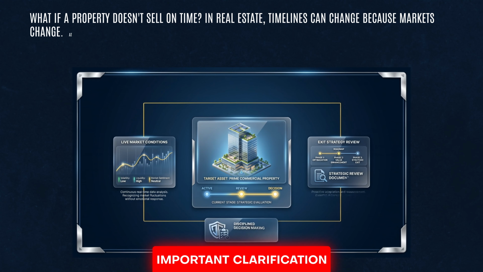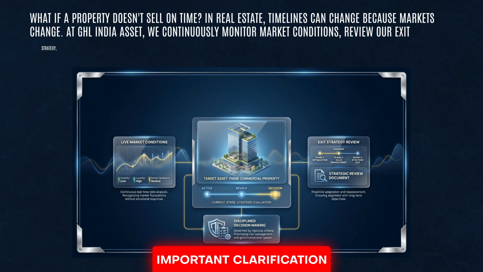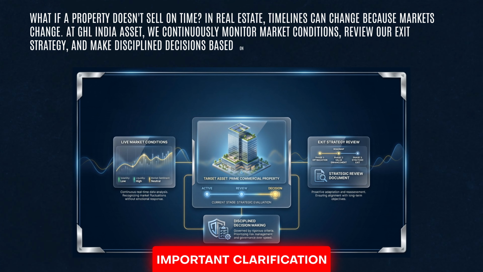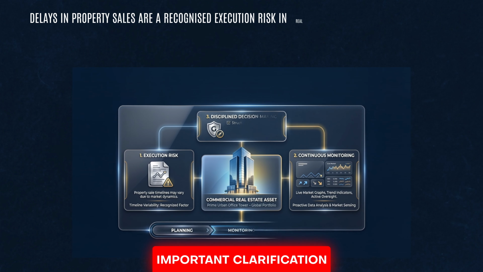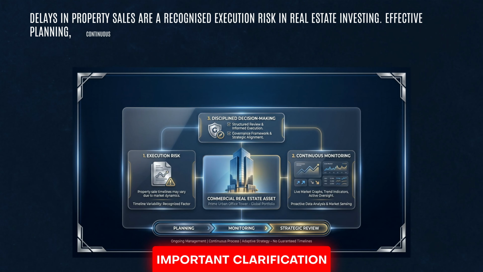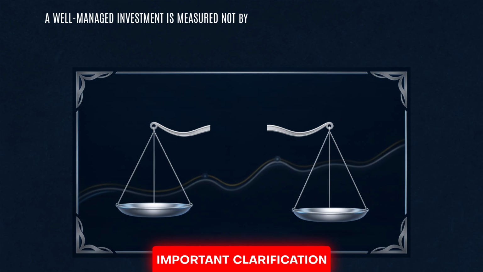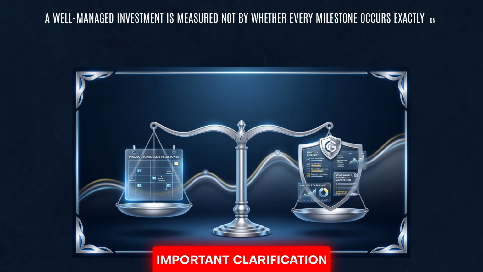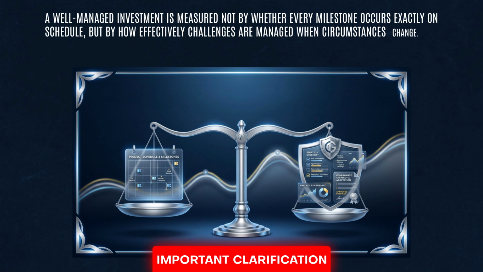At GHL India Asset, we continuously monitor market conditions, review our exit strategy, and make disciplined decisions based on prevailing circumstances, not emotion. Delays in property sales are a recognized execution risk in real estate investing. Effective planning, continuous monitoring, and disciplined decision making help manage this risk, although timelines cannot be guaranteed. A well-managed investment is measured not by whether every milestone occurs exactly on schedule, but by how effectively challenges are managed when circumstances change.